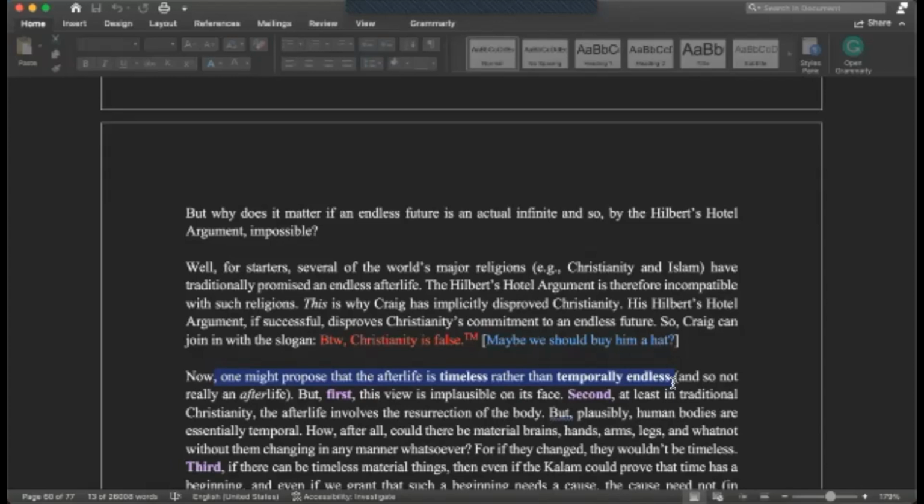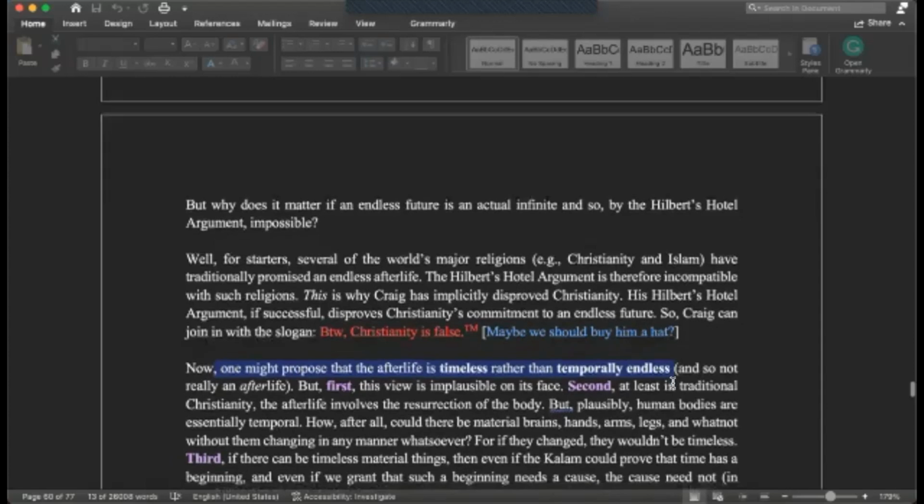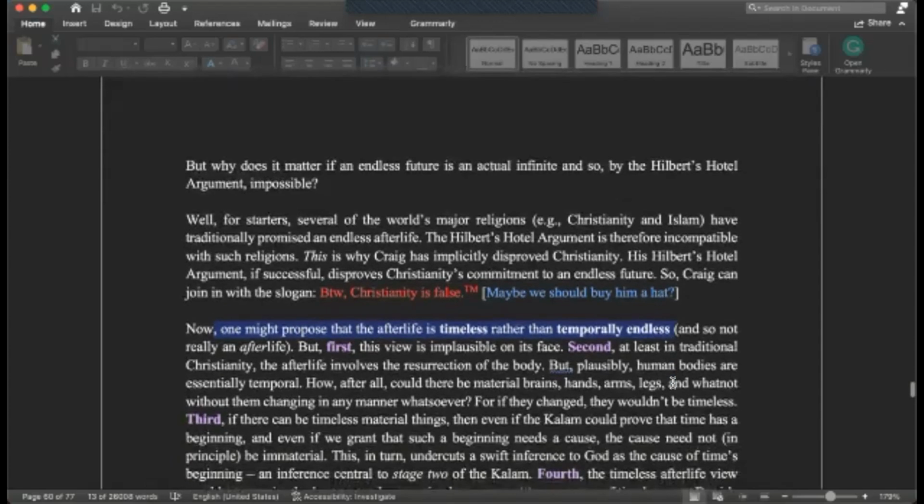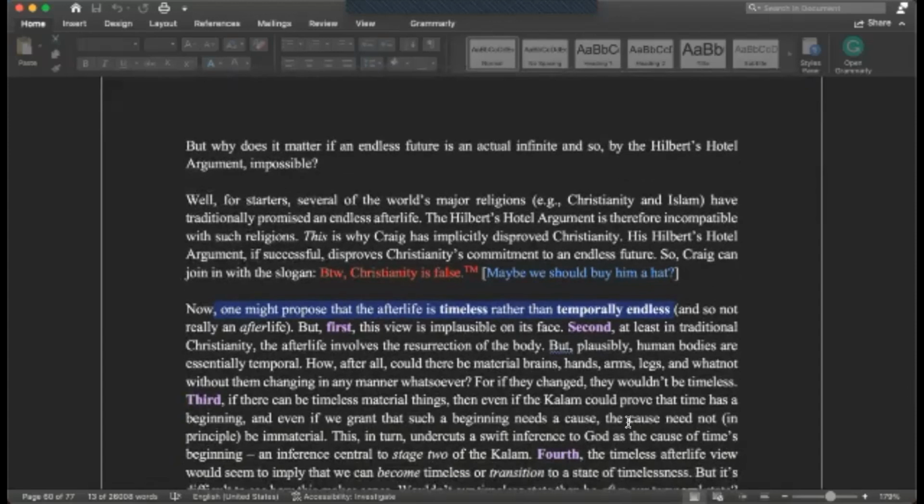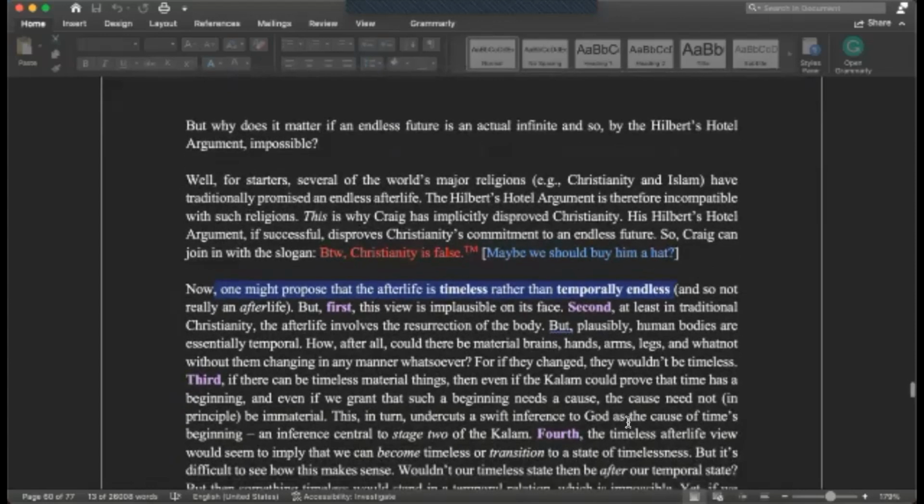Third, if there can be timeless material things, then even if the Kalam could prove that time has a beginning, and even if we grant that such a beginning needs a cause, the cause need not, in principle, be immaterial. This, in turn, undercuts a swift inference to God as the cause of time's beginning, an inference central to stage 2 of the Kalam.